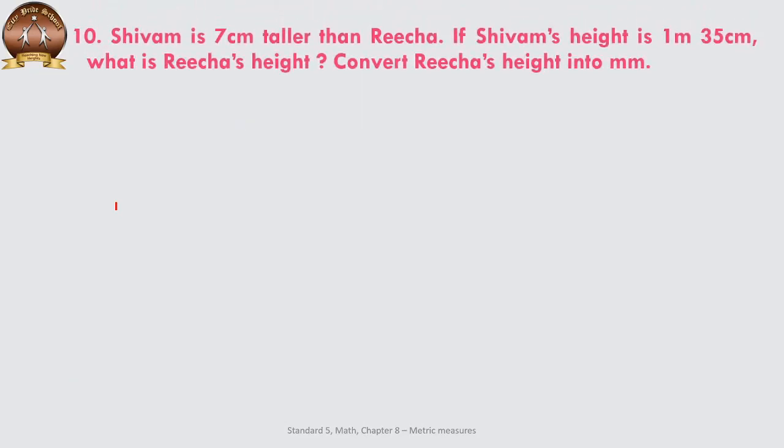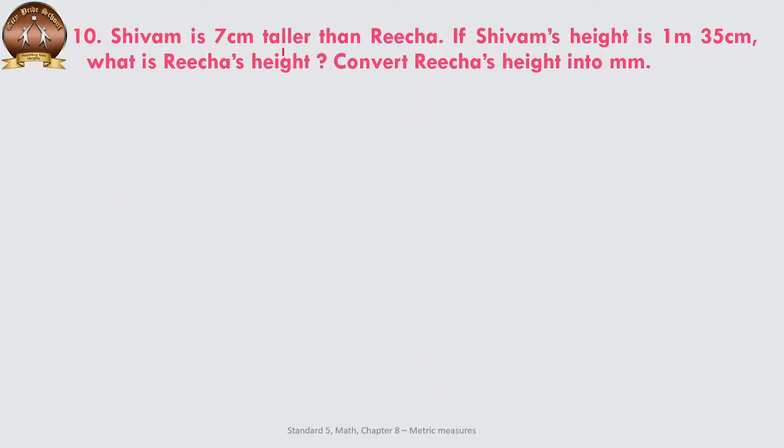I have another question. Shivam is 7 centimeter taller than Richa. If Shivam's height is 1 meter 35 centimeter, what is Richa's height? Convert Richa's height into millimeter also. Now first we have to find Richa's height and then we have to convert it into millimeter. Two questions combined into one.